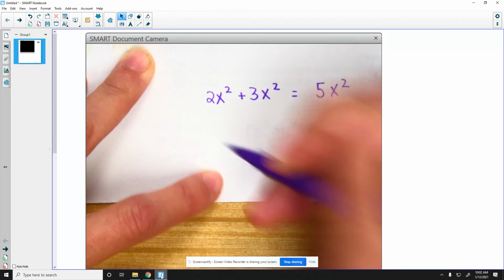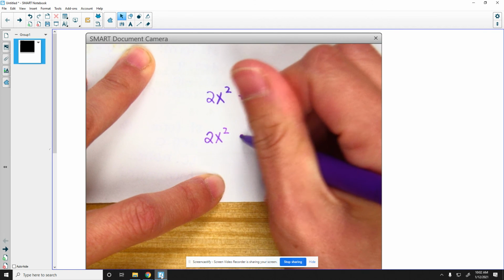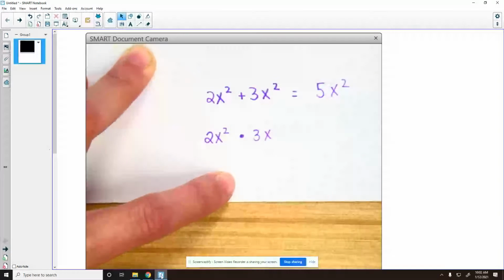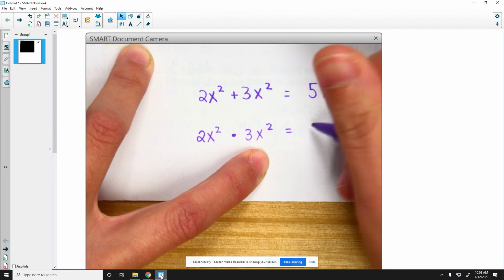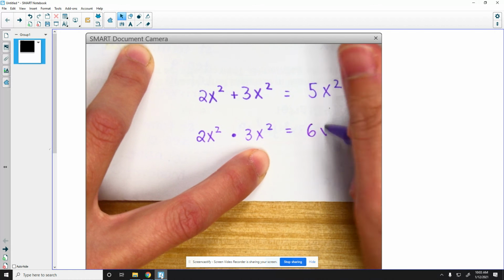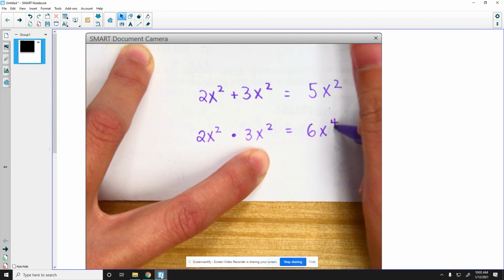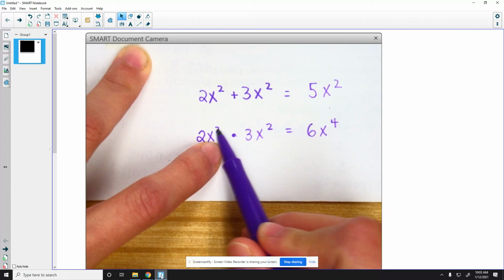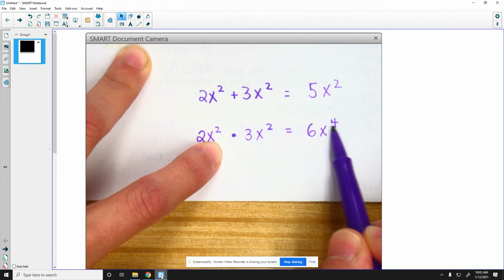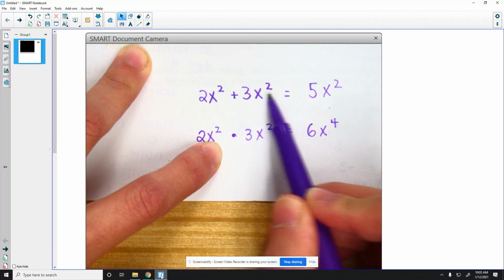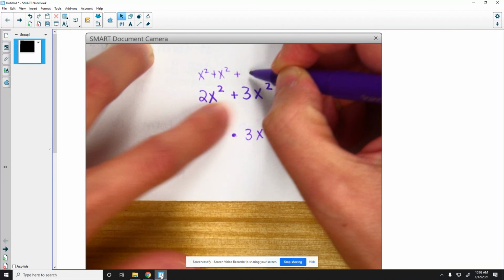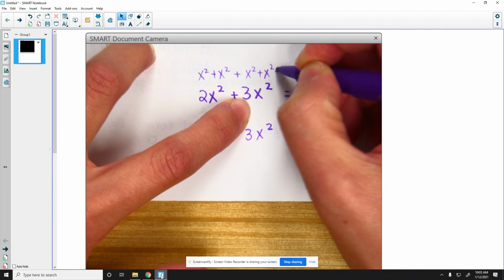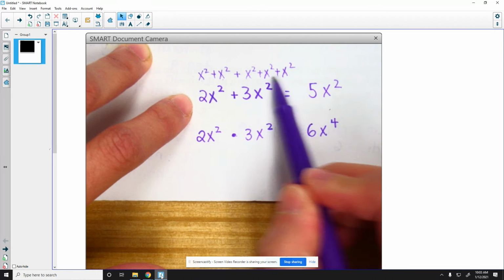Tonight, it's going to be different. If I were to say 2x to the second times 3x to the second, does anyone think they can guess what this answer is? Owen? 6x to the 4. Yeah. So do you see how when you multiply, you actually have to combine your exponents and add them up? But when you add, you don't. Because if you have 2x squared, that's like saying x squared plus x squared, and then plus another 3 of them. So how many x squareds do you have? You have 1, 2, 3, 4, 5 of them total.